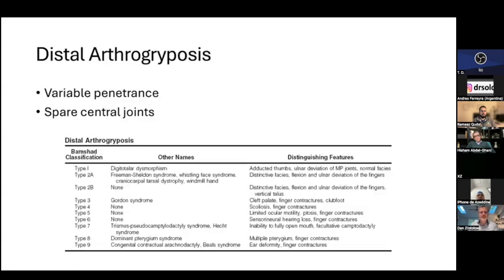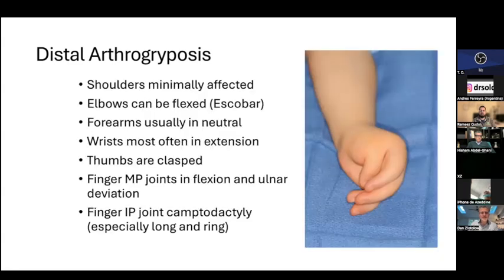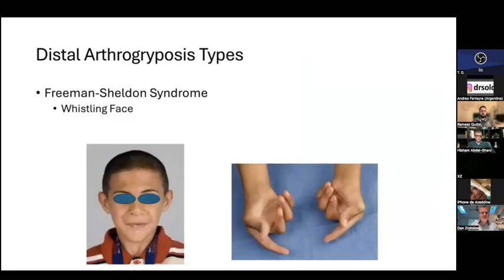And then you have your distal arthrogryposis, which has variable penetrance and spares the central joints. Here's an example of a few of them, and a whole different picture. You can see that the wrist is in extension, the thumb MP joint is down, and it's a very different look. Each particular distal arthrogryposis has its own package, its own look.